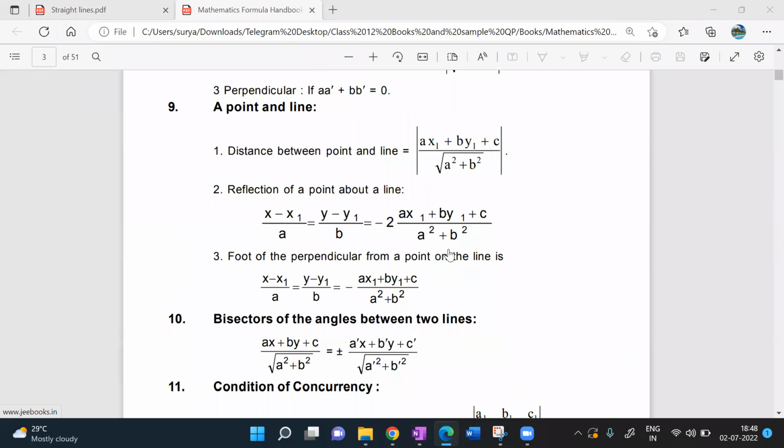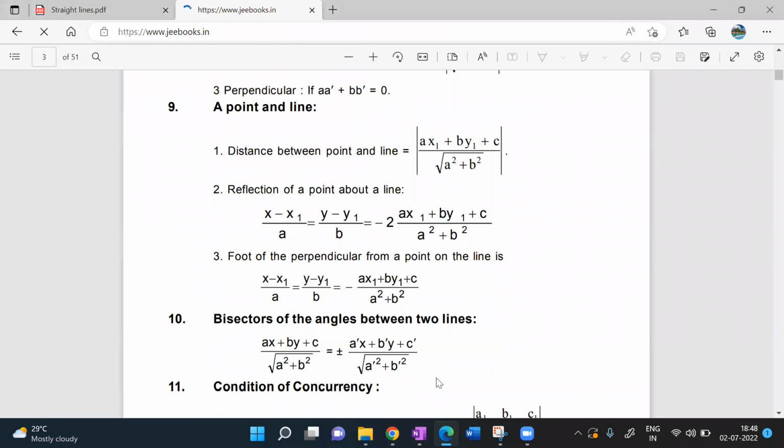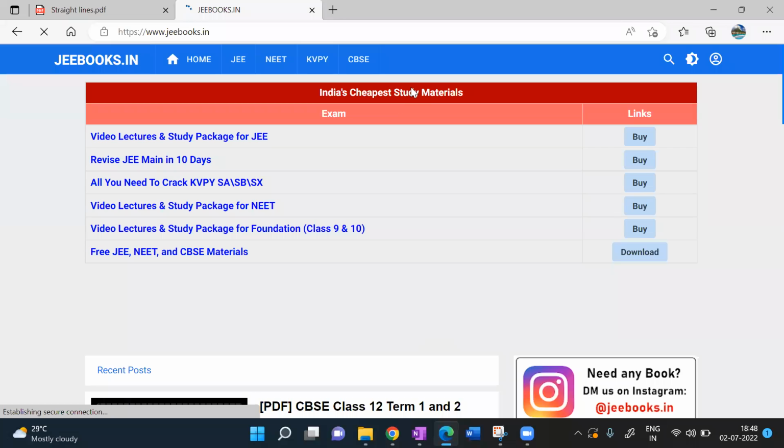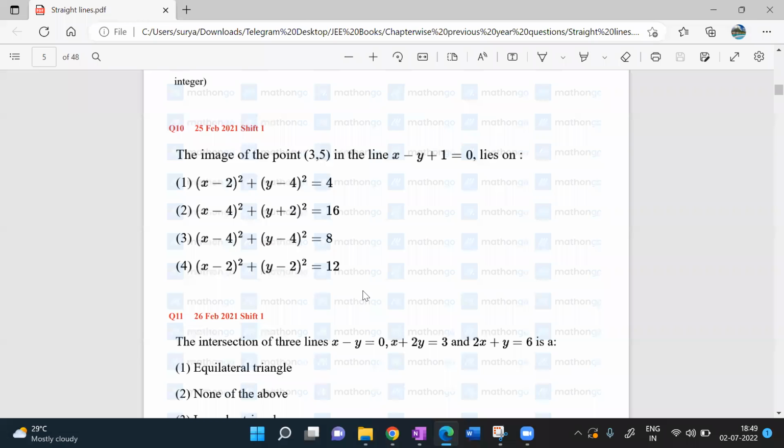So reflection of a point, look at it. This is the formula we have used: (x minus x1) by A is equal to (y minus y1) by B, minus 2 times (A x1 plus B y1 plus C) by A squared plus B squared. You can see this formula. So this is the formula we have used.